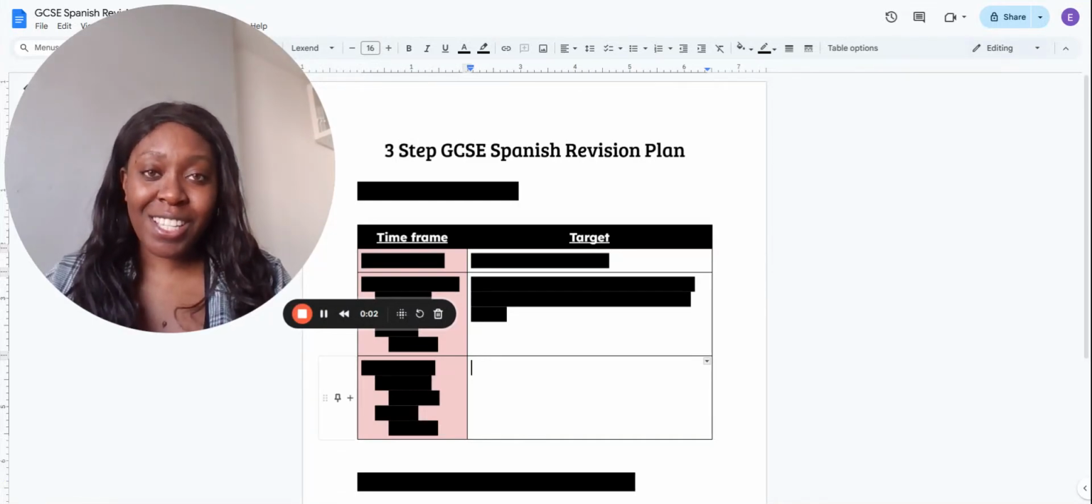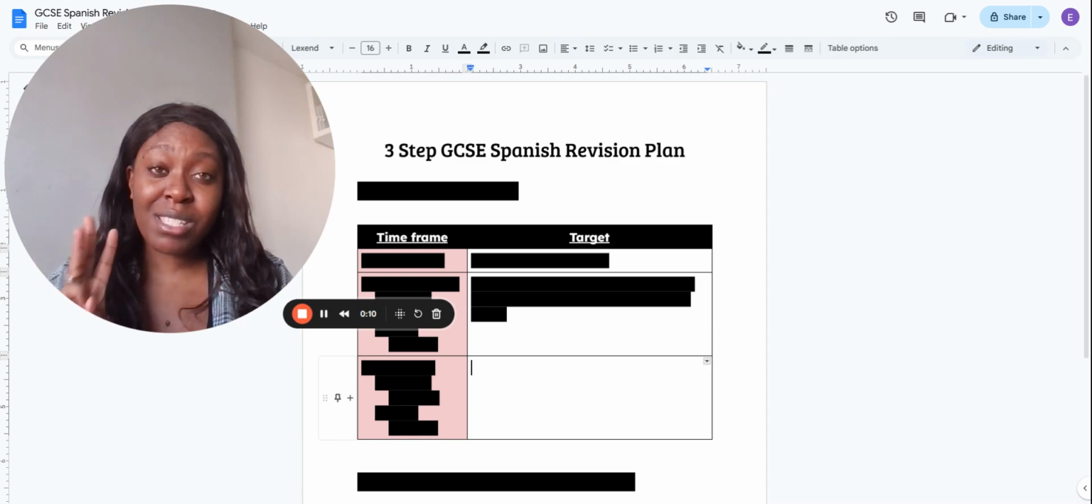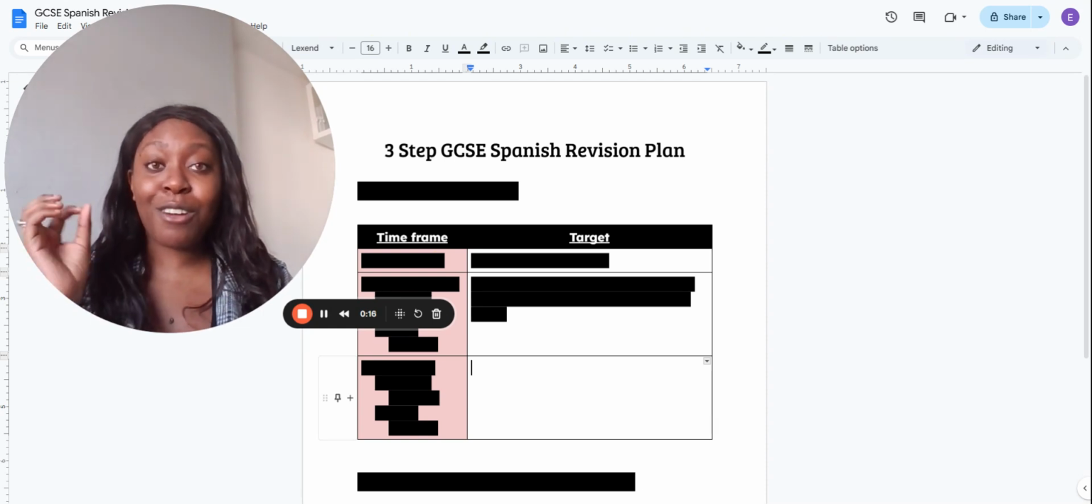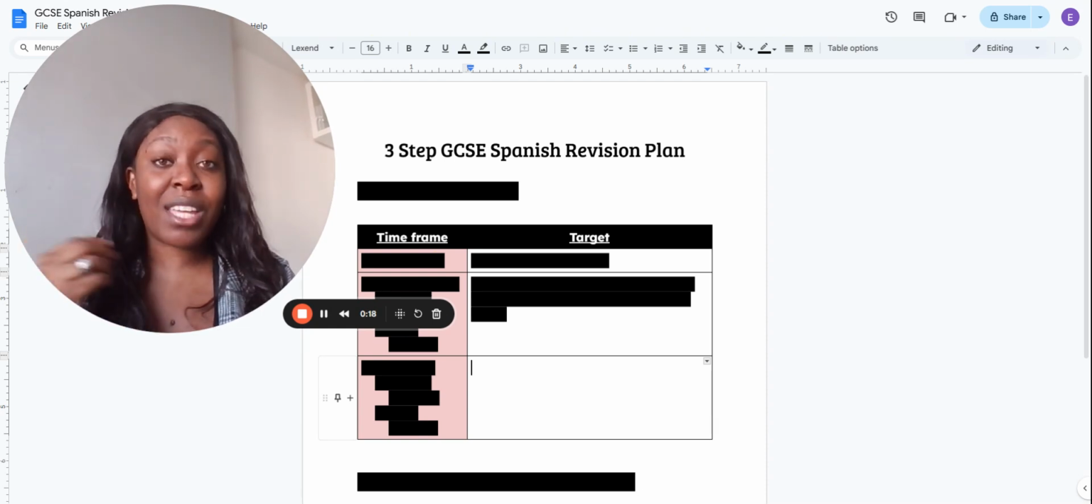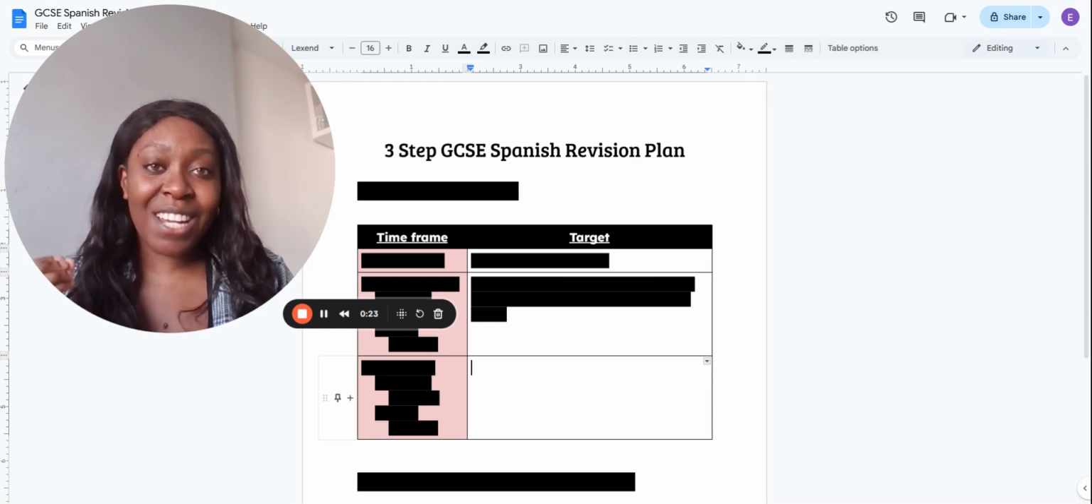Most students who pick GCSE Spanish spend months wasting their time on revision that will not get them a grade 9. But if you stick around for the next few minutes, I'm going to show you the 3-step revision plan that I use with my students to guarantee that they start revising the right way from day one, so that they can build knowledge faster, retain it longer, and stay ahead all year.